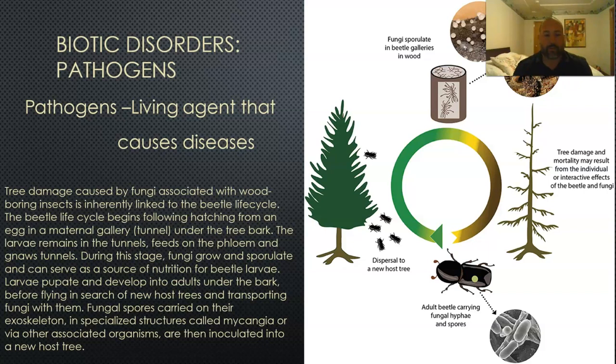Here's just another example. Pathogens are those living agents that cause disease. We've talked about that, and then we have our vector. With this picture on the right, we've got tree damage caused by fungi associated with wood-boring insects. If we look at this whole beetle life cycle, it begins following the hatching of an egg in a maternal gallery, which is a tunnel under the tree bark. The larva remains in the tunnel. It's going to feed on the phloem and gnaw tunnels during this stage. The fungi grow and sporulate and can serve as a source of nutrition for the beetle larvae. The larvae pupate and develop into adults under the bark, and then they fly in search of new host trees and transport that fungi with them from that tree.